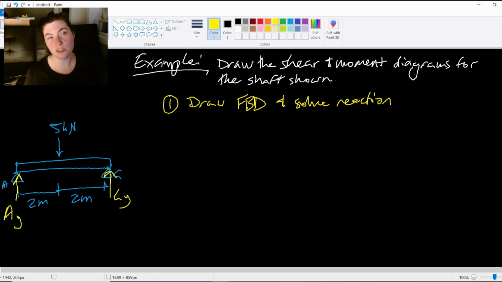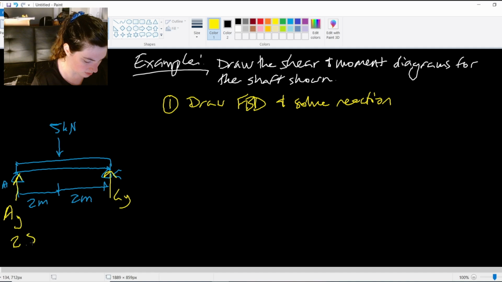But we could also notice that this is a very simple shaft, and we can actually just determine it by symmetry. One of the few special cases where we can just say, okay, if I'm supported equally on both sides, they're each 2 meters away from that 5 kilonewton applied force. It's the only applied force. They're each going to take on half of the load. They're each going to have 2.5 kilonewtons of load there, just purely by symmetry.